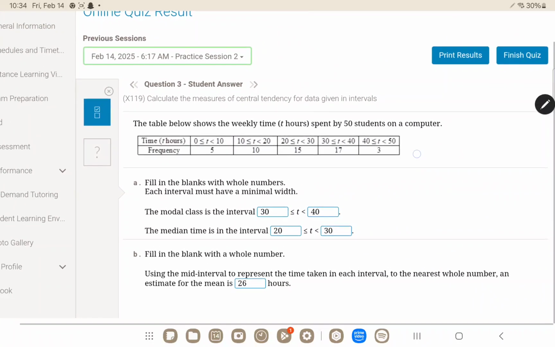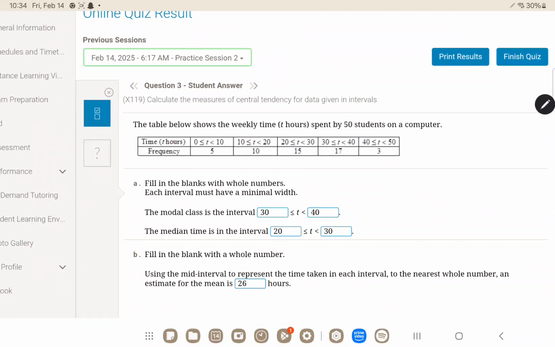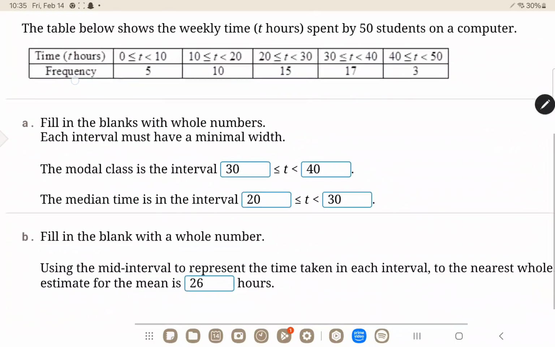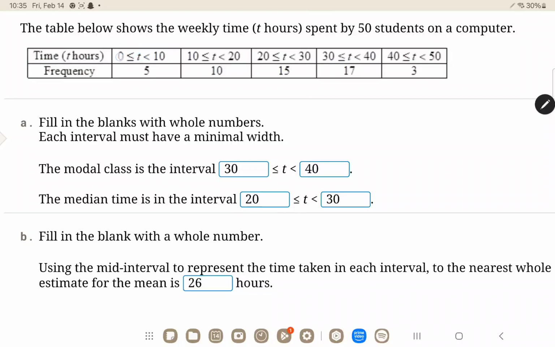Now, here they need you to find the mean using the mid-class intervals. What does that mean? Mid-class interval means you're going to find the midpoint of each class. So you're going to do 0 plus 10 divided by 2. So 0 plus 10 is 10, divided by 2 is 5. 10 plus 20 is 30, divided by 2 is 15. 20 plus 30 is 50, divided by 2 is 25. 30 plus 40 is 70, divided by 2 is 35. 40 plus 50 is 90, divided by 2, 45. These are your mid-class intervals. What that means is just find the midpoint of each class.